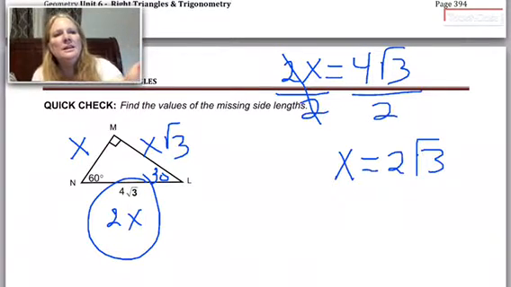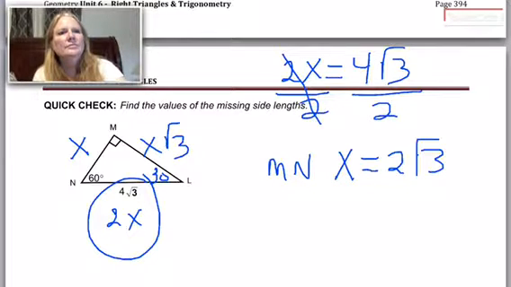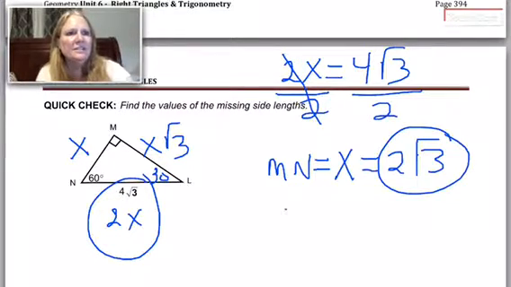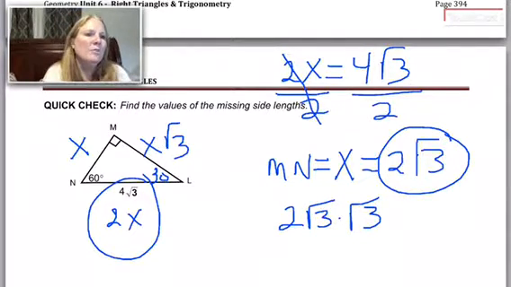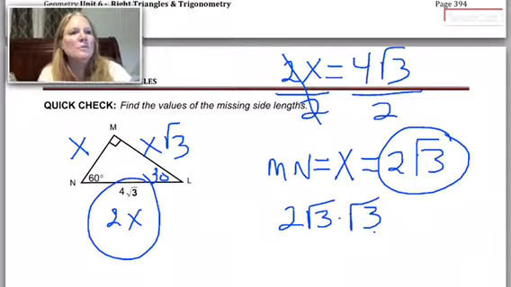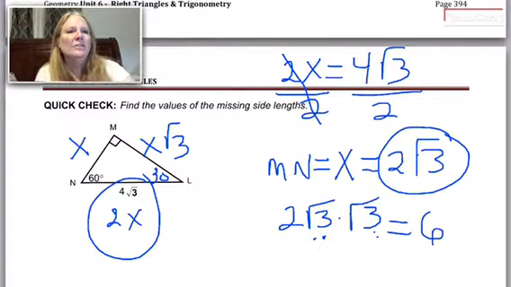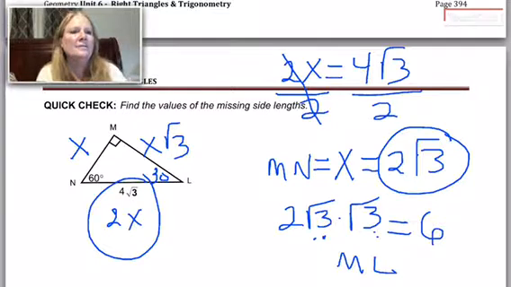So MN is equal to 2 square root of 3. Now LM is x, which is this, times the square root of 3. On these, I like for you to work backwards because we know that the square root of 3 times the square root of 3 is 3. So square root of 3 times the square root of 3 is 3, times 2 is 6. Okay, you can use your calculator to check your answers here, but your answer will be 6 for ML or LM. I don't know how they ask.